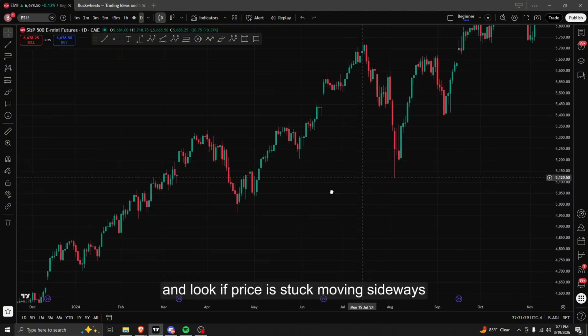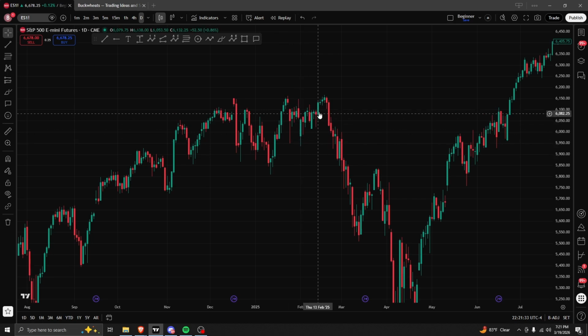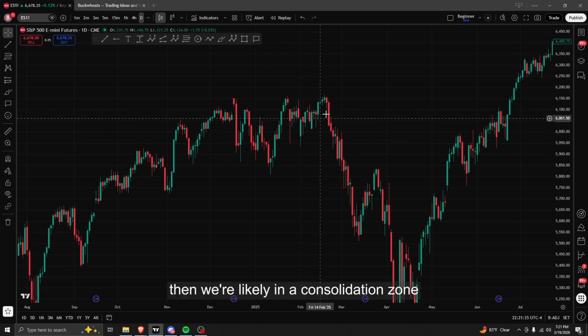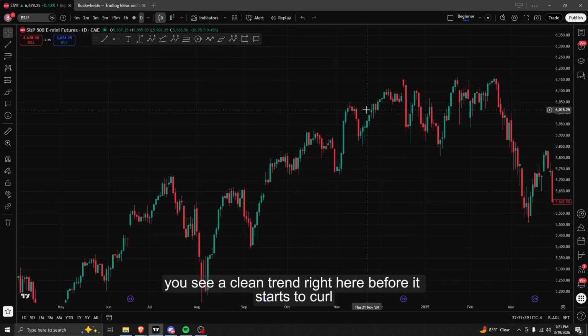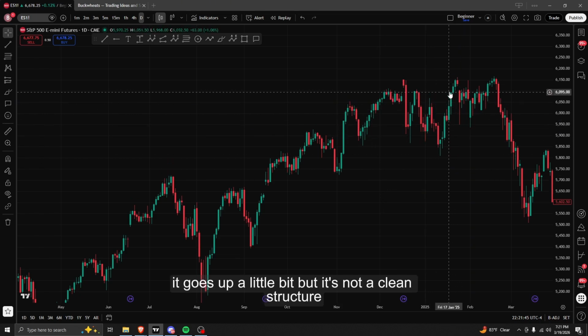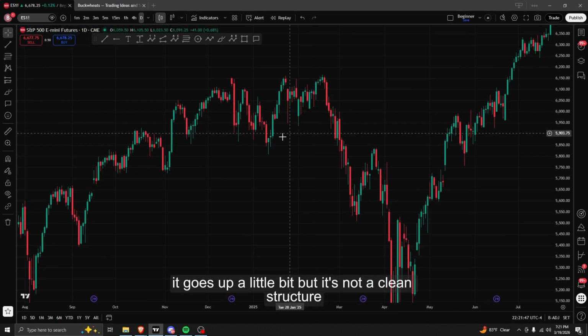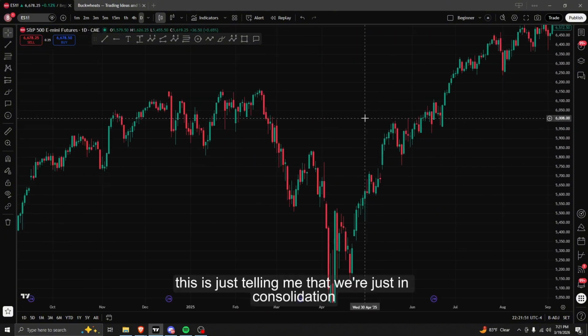And look, if price is stuck moving sideways, then we're likely in a consolidation zone. It's not a clean trend. You see a clean trend right here before it starts to curl and then it gets stuck and then we're sideways. It goes up a little bit, but it's not a clean structure where it just keeps going up and up and up. This is just telling me that we're in consolidation.